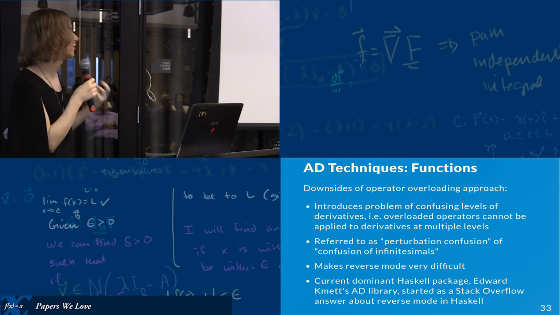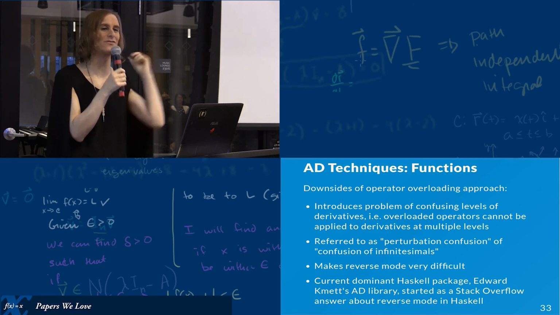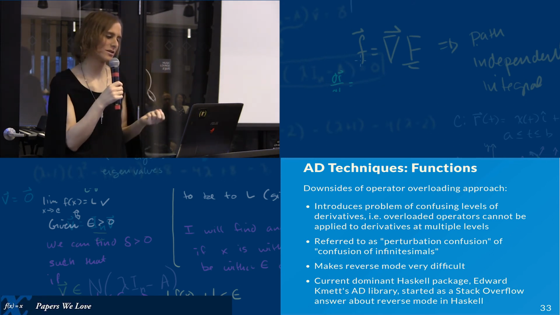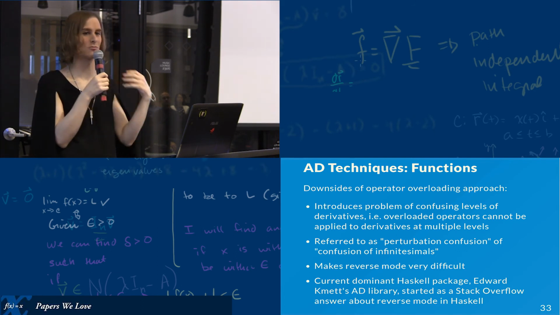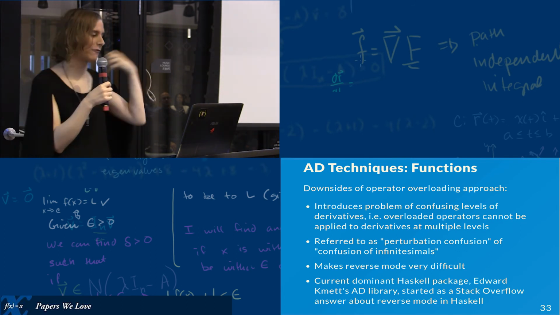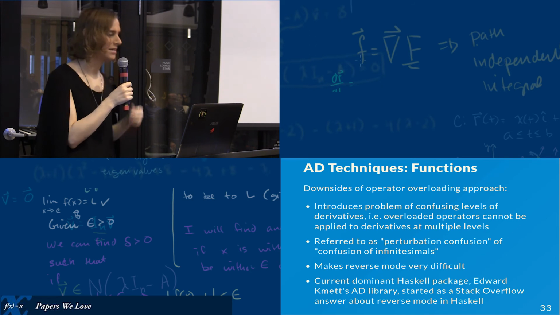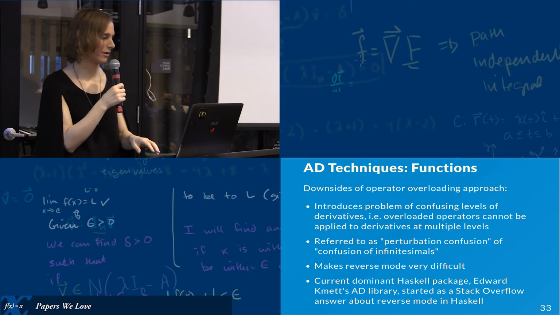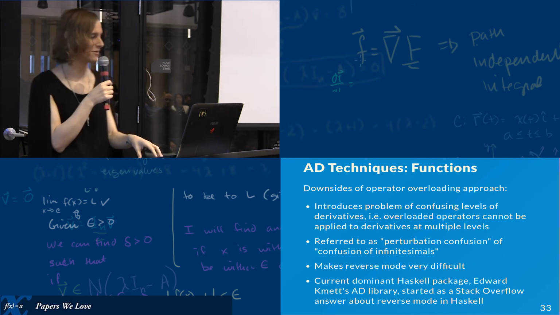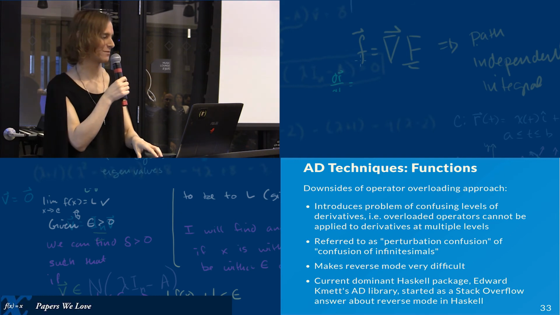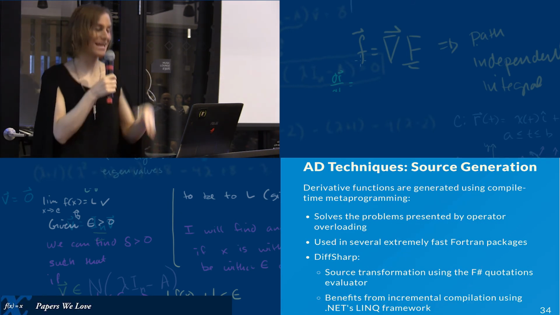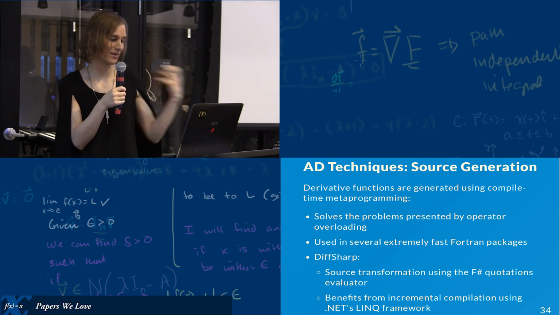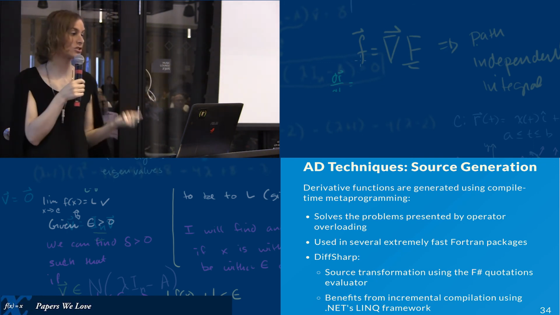And it makes reverse mode very difficult. So in Haskell, you're doing a lot of lifting in order to make sure it's correct. In fact, the current Haskell package that everyone uses, which takes a kitchen sink approach and offers every possible style of AD you'd want, is Edward Kmett's ad library. It started as a challenge to himself to answer a Stack Overflow question about how you would implement reverse mode in Haskell.